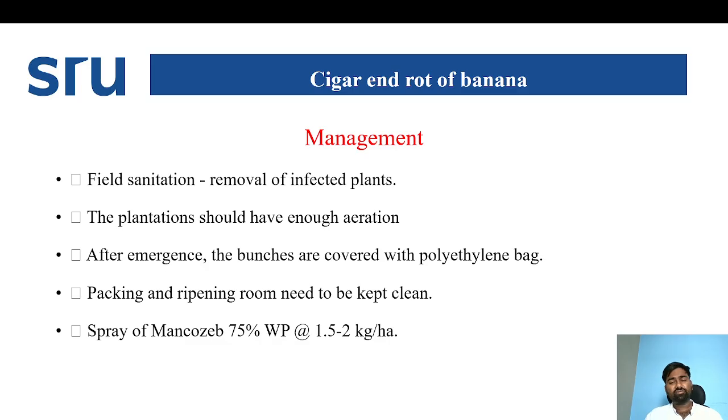After emergence, the bunches are covered with a polythene bag to avoid the infection. Packing and ripening rooms need to be kept very clean because they can also act as a source of post-harvest pathogens. Spray mancozeb 75% wettable powder at the rate of 1.5 to 2 kg per hectare. This mancozeb is a contact fungicide which can act on Verticillium theobromae. So this is regarding symptoms, etiology and management of cigar end rot of banana. So this completes the important fungal diseases in banana.